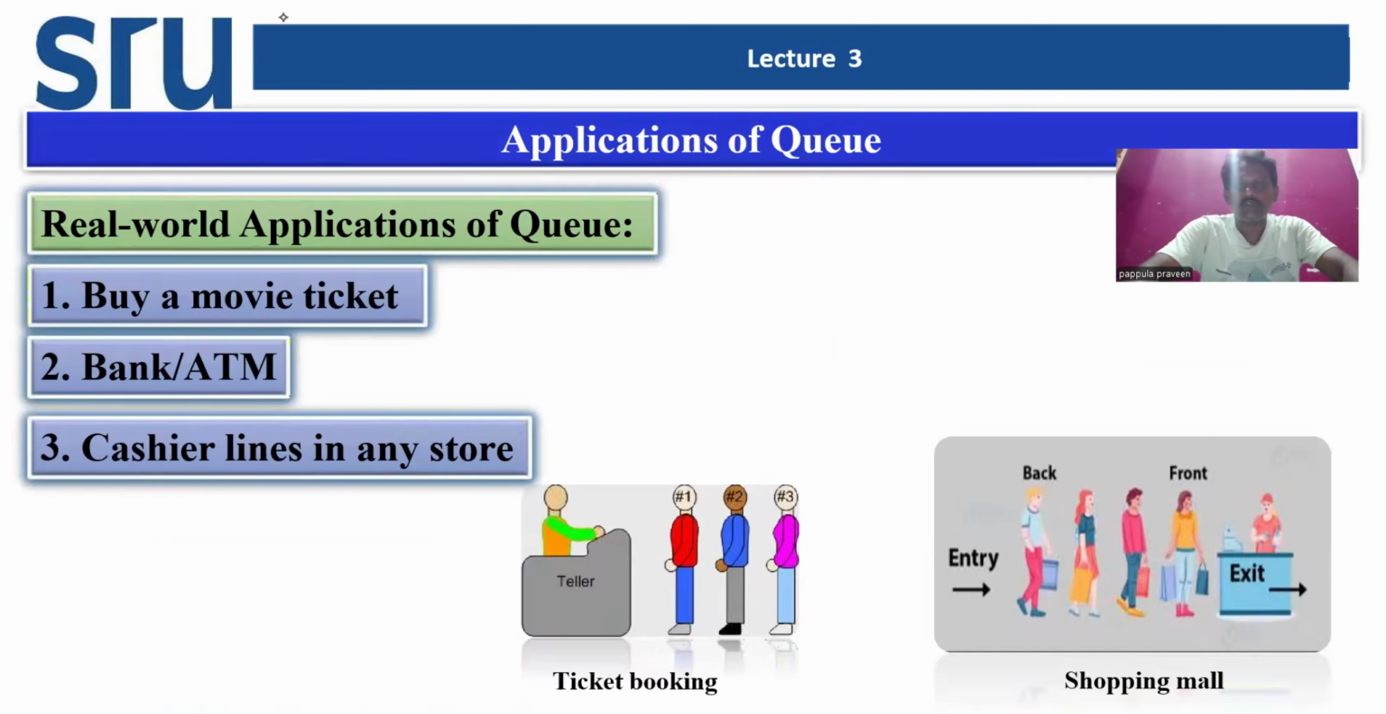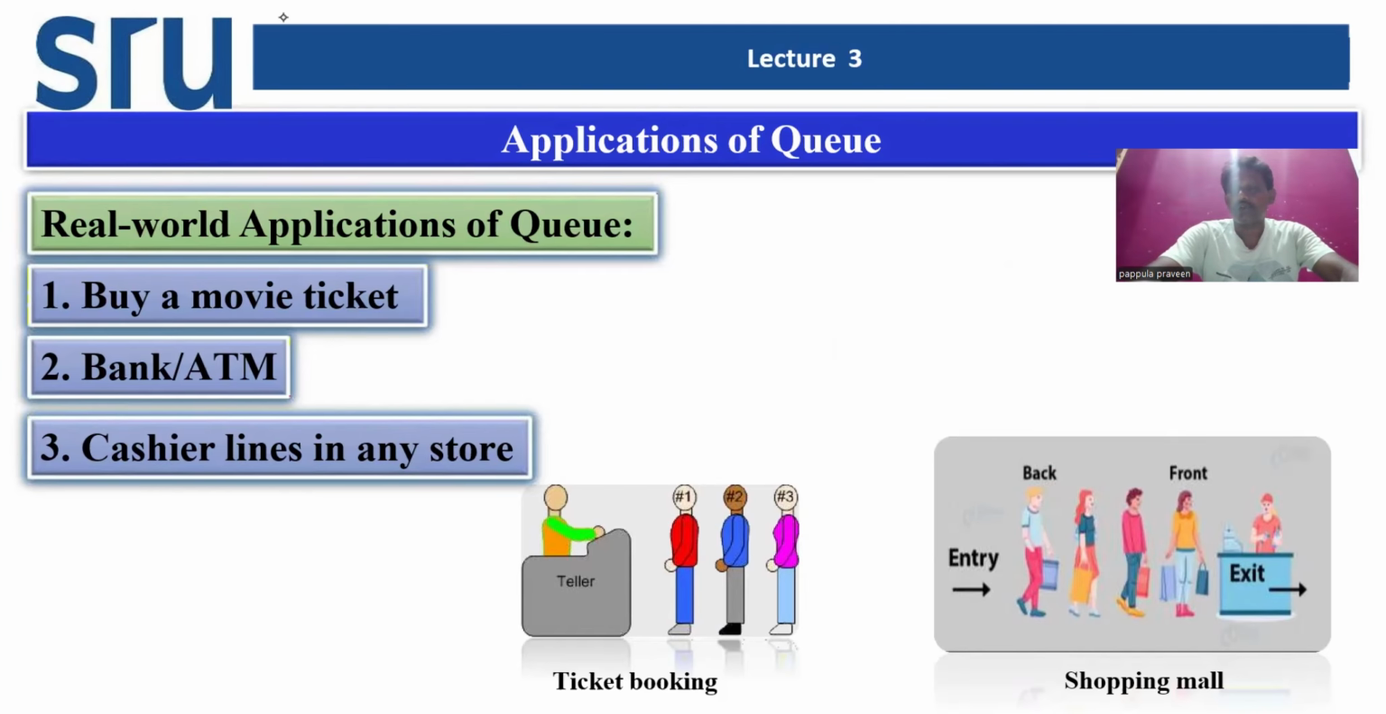And next, the applications of queues. Real-world applications include buying a movie ticket, bank ATMs, and the cashier line in any store. Ticket booking was already discussed. The second one is the shopping mall. In a shopping mall, we have to follow the line. First we have one entry and another one is the exit. These two are different, so we have two endpoints, one called entry, the other called exit.